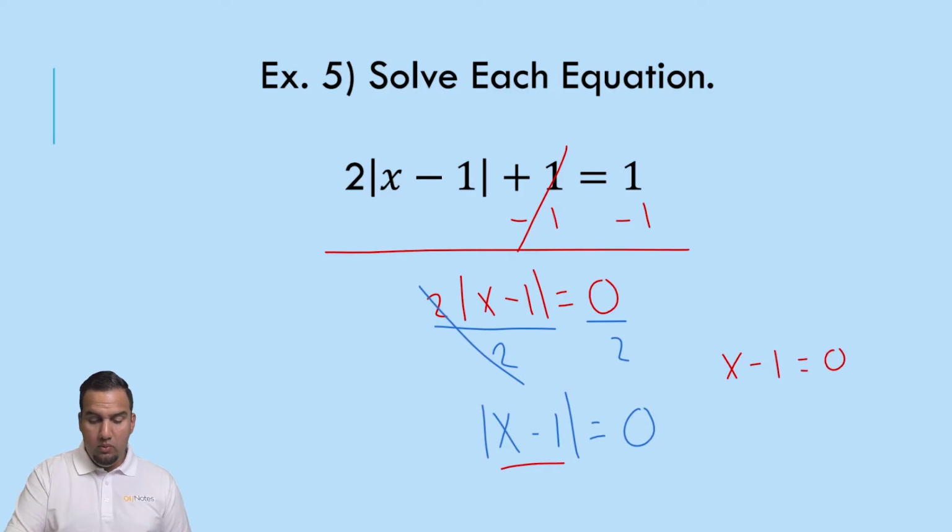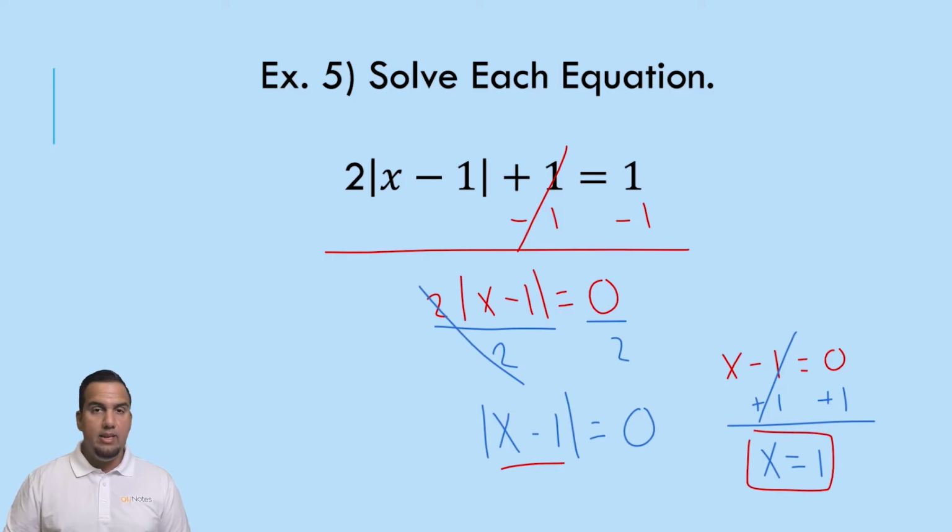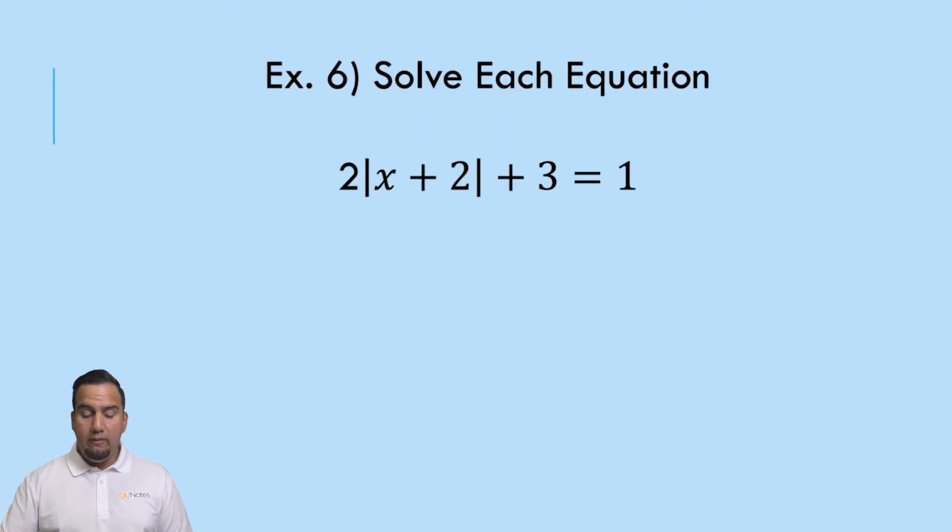And that's going to be adding 1 to both sides, all about the inverses. Negative 1 plus 1 cancel out nicely. 0 plus 1 is 1. So that means that my final answer is x equals 1. And that's it. One solution because the absolute value was equal to 0. Okay? All right. We have a few left. We're going to go ahead and move on to example 6.